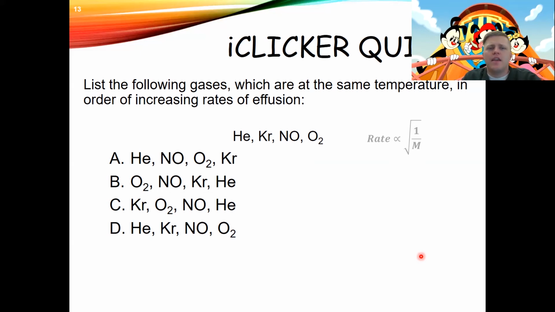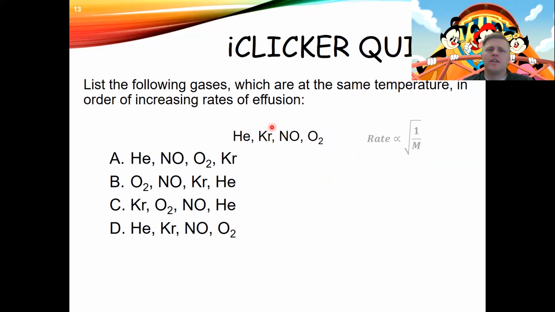All right, again, the idea here is that lighter things effuse more quickly, heavier things effuse less quickly. Now, one thing that does trip a lot of people up is this phrase, in order of increasing. In order of increasing means that the slowest, or the lowest, should be at the left, the highest should be at the right. So here, let's figure out which our slowest will be, which will be our heaviest gas, and that'll go on the left. So helium weighs 4, krypton weighs, what is it, like 78 or somewhere around there. Nitrogen monoxide is 14 plus 16, so that's 30, and then O2 is 16 times 2, so that's 32.